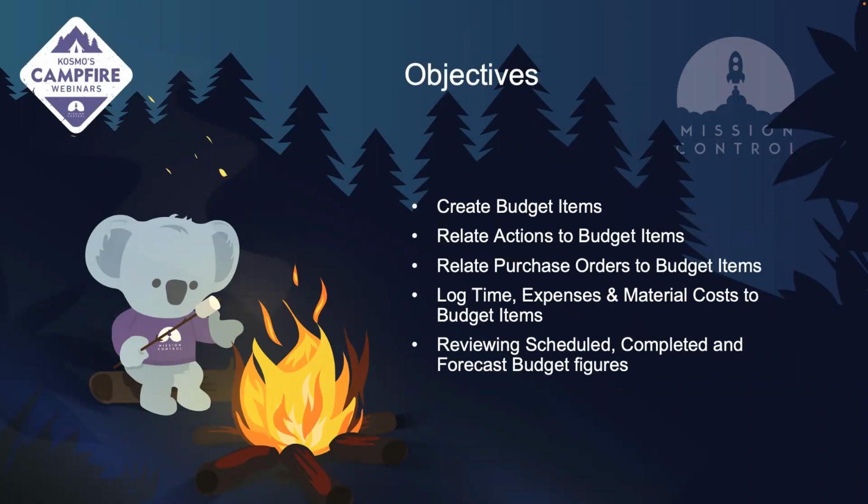Today, we're going to create some budget items, relate those actions on a project to budget items, as well as purchase orders. We are going to log some time and create some expenses and show how you can track material costs to your budget items as well. After we get everything set up, we're going to review our scheduled, completed, and forecast budget figures, and those will be on the budget tab of your project overview.